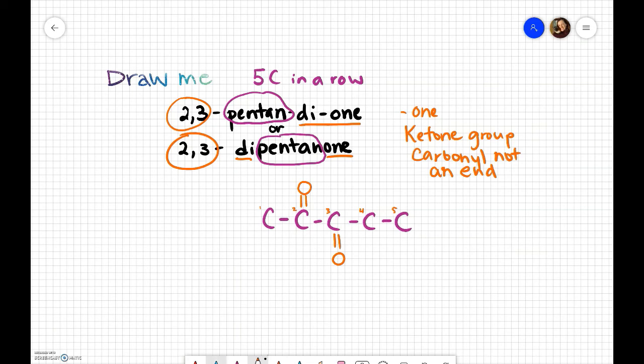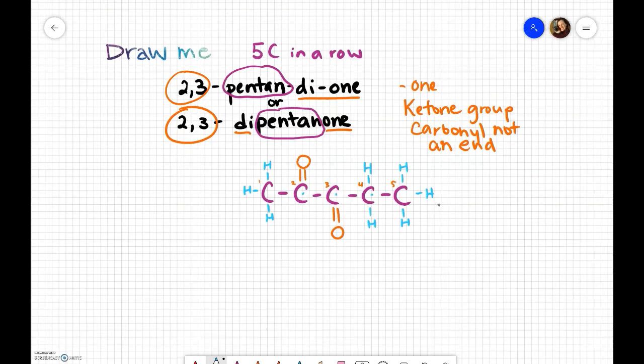And then I just have to put in the rest of my hydrogens. So this carbon needs 3 more hydrogens so that it has 4 bonds. This carbon already has 4 bonds. This carbon already has 4 bonds. This one doesn't. It needs 2 more hydrogens. And this carbon needs 3 more hydrogens to be satisfied.